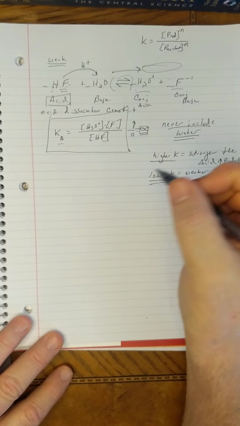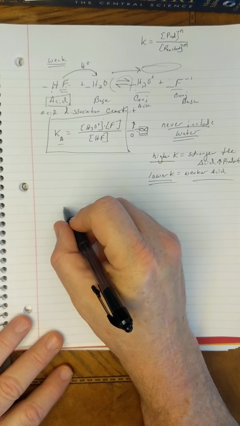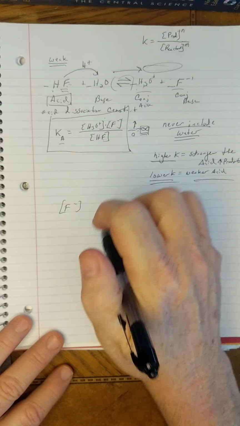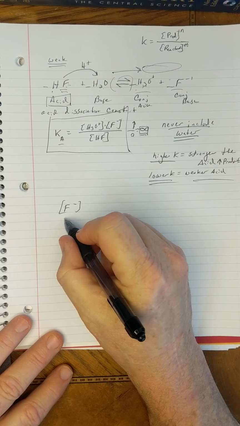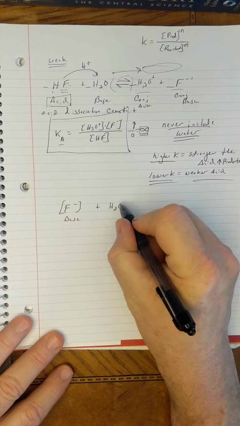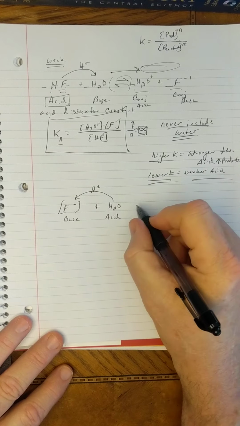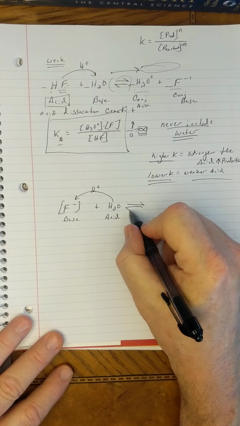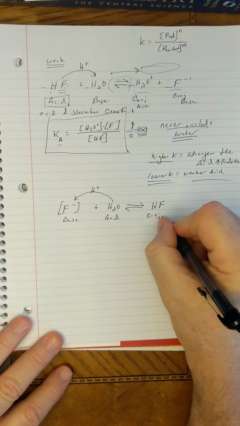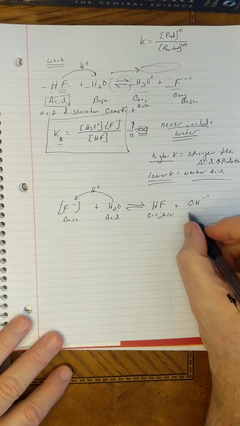I'll give you another example of a base. If I was to take fluoride, fluoride can only act as a base. I'm going to react it with water, so the water will donate the H to the fluoride, and water will now act as an acid. It's amphoteric. Now the conjugate becomes HF. That's your conjugate acid, plus OH, conjugate base.